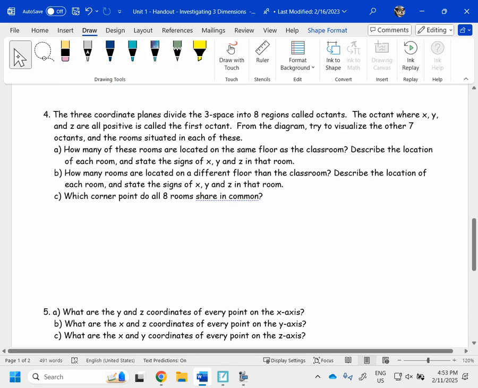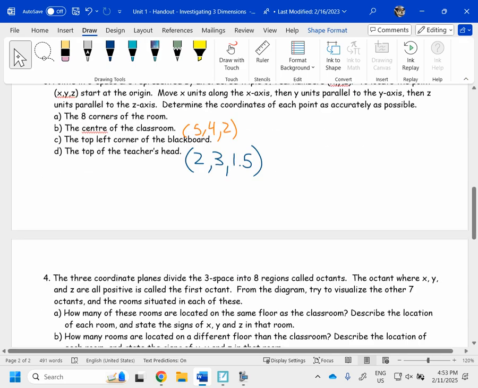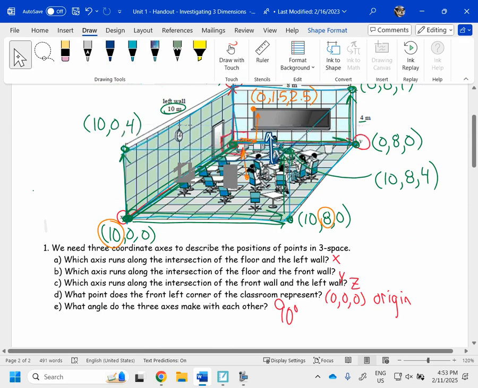Okay. The 3 coordinate planes divide 3-space into regions called octants. The octant where X, Y, and Z are all positive is called the first octant. That would be like our classroom, thinking about the front left corner as being 0, 0, 0. From the diagram, try to visualize the other 7 octants and the rooms situated in each of these. So think about this as being our classroom. Can you picture where the other 7 octants are?